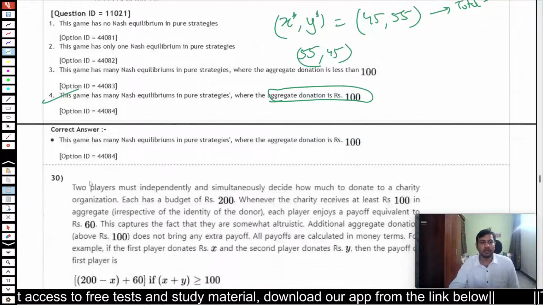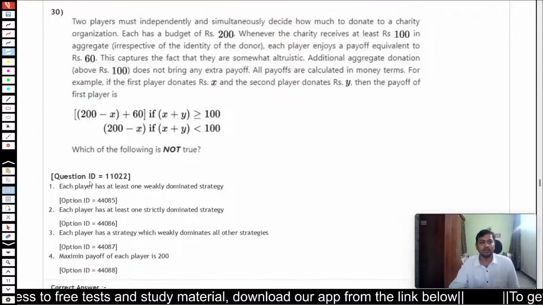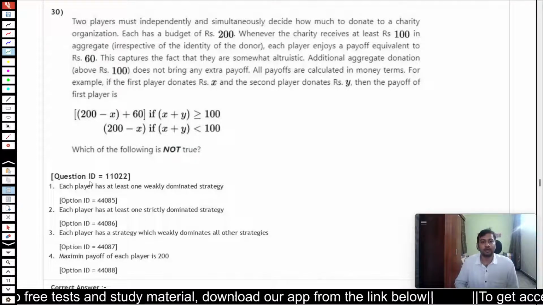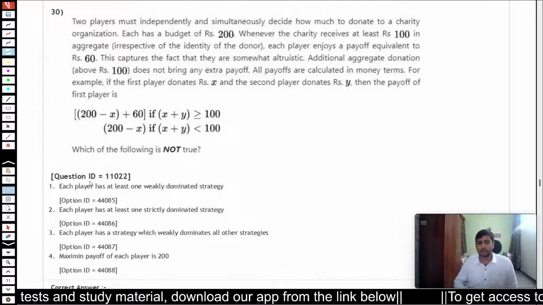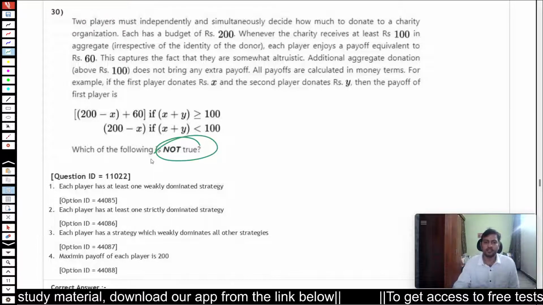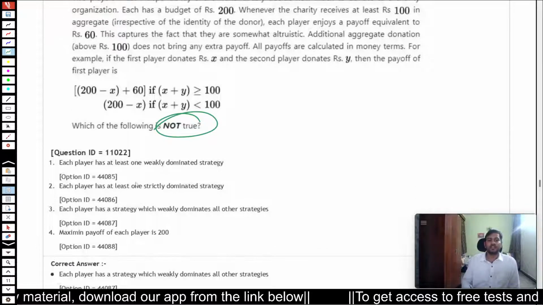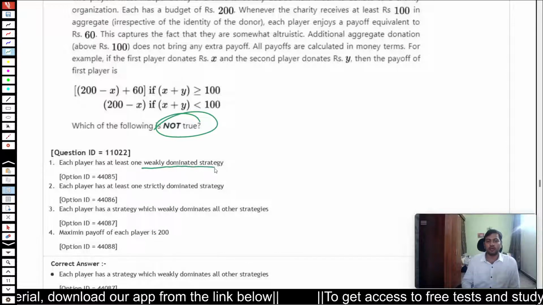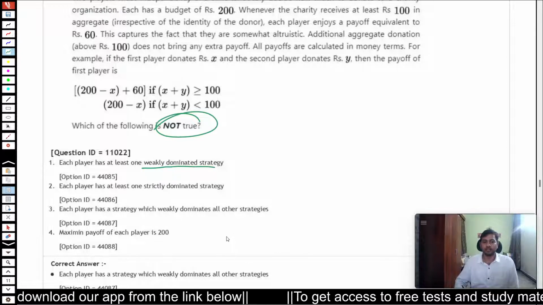Alright, let's look at question number 30 now. This is the last question from the microeconomics part. Again, an extension of the same question. Now he's asking which of these is not true, which of these is false. So, each player has at least one weakly dominated strategy.